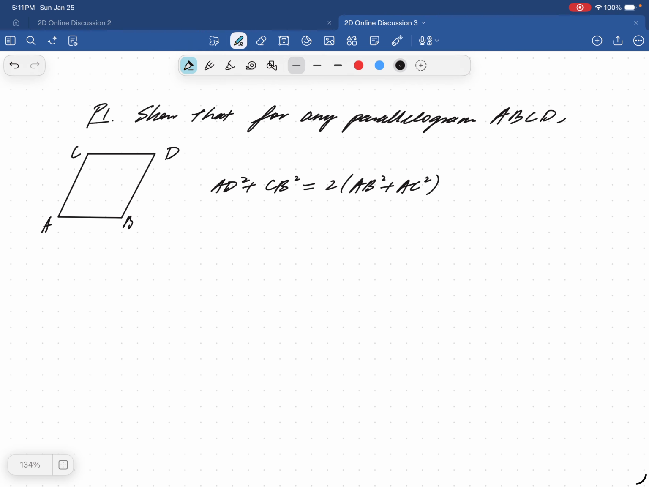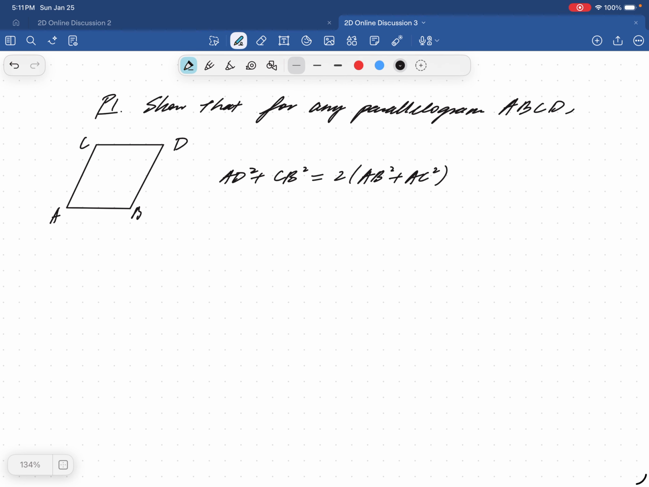For the first problem, we want to show that for any parallelogram ABCD, we have that AD squared, which is one of the diagonals, plus CB squared, the squared length of the other diagonal, is equal to 2 times the sum of the squares of the lengths of one side plus the other side, which are AB and AC. So how are we going to solve this problem using vectors?